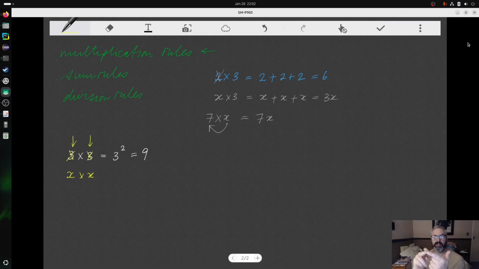So I must use an x again. And now the same rule applies, okay? If I've got 2 numbers, or even if I have 2 unknown numbers, and they are the same, it's going to be the same as x squared. Okay, can you see what's happening here?